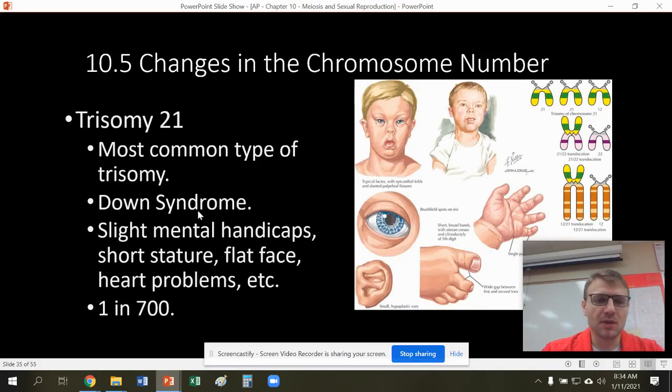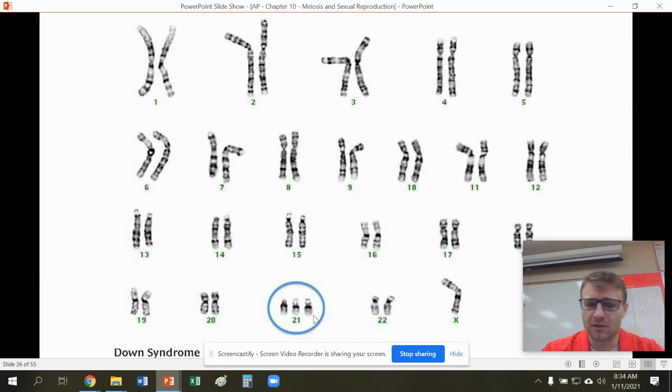Our first trisomy is the most common, which is trisomy 21. These people are known as having Down syndrome. Again, they have slight mental handicaps, short stature, flat face, heart problems, and some other small characteristics. They are 1 in 700 live births. Most people have come in contact and interacted with somebody with Down syndrome, and they're some of the greatest people. They're awesome people, but again, they have a trisomy 21, which means they have a third chromosome here.